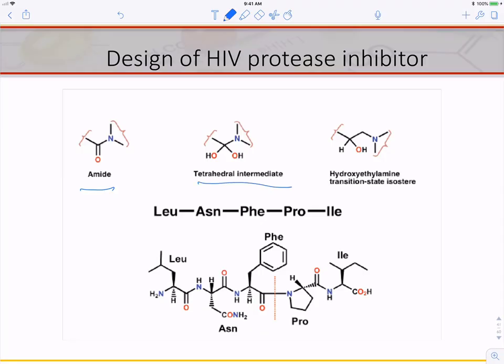tetrahedral intermediate that's formed during the action, and they decided to go for a hydroxyethylamine transition state isostere, in which one of the OH groups was changed into a hydrogen. That is to trap the intermediate and prevent the evolution, or the cleavage of the bond by the enzyme. And here once again is the sequence and the point where the cut is made.